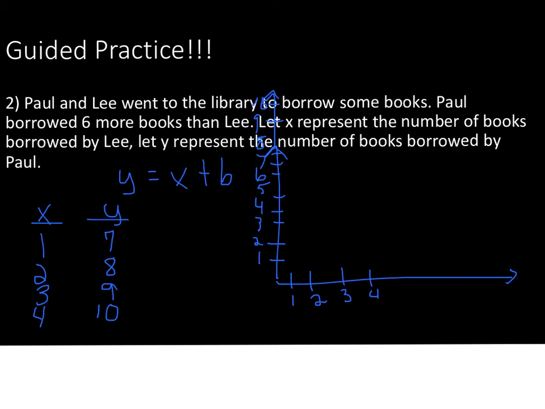So again, we said 1 would be at 7, 2 would be at 8, 3 would be at 9, 4 would be at 10, and again I have a nice ascending straight line on my graph, except I'm supposed to label. So in other words, this would be the number of books. That would be for Lee. And this would be number of books for Paul.